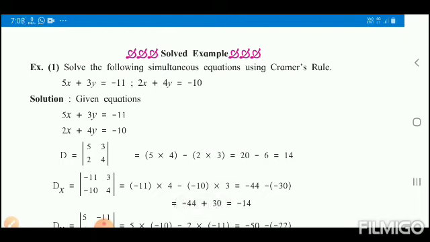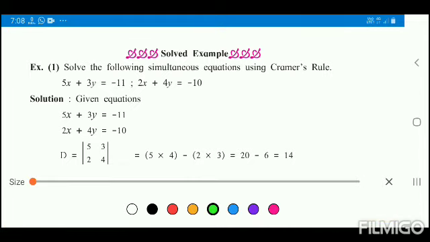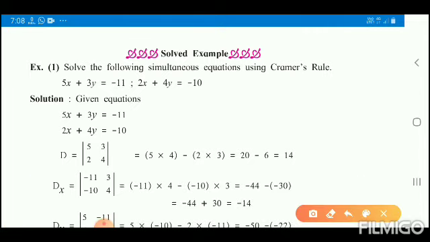Solved examples using Cramer's rule. The first example they have given here is 5x plus 3y is equal to negative 11, and 2x plus 4y is equal to negative 10. I said to you, first of all, what we have to do? We have to write the equations in the standard form of a linear equation.